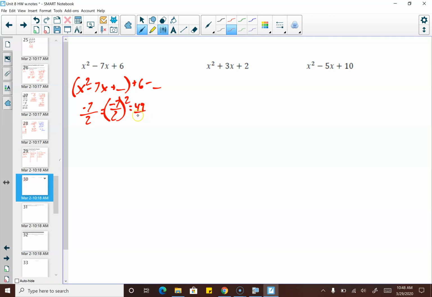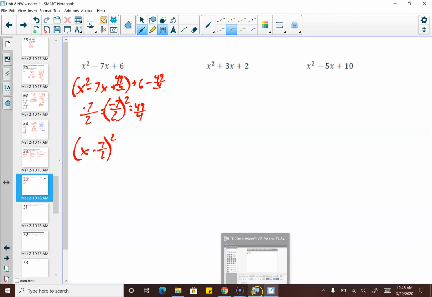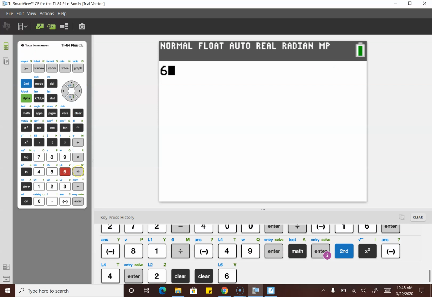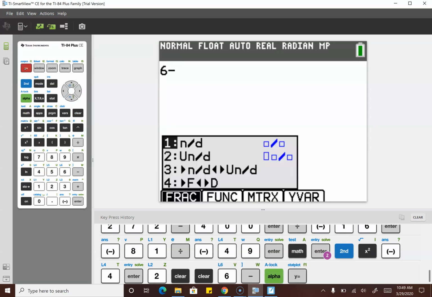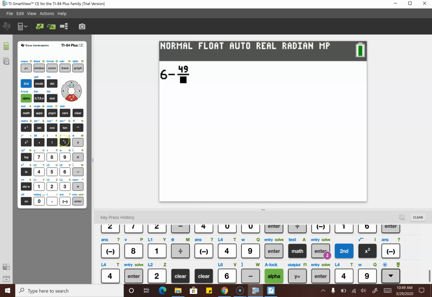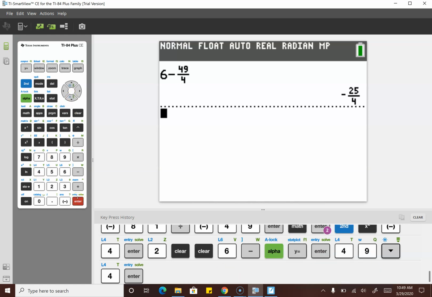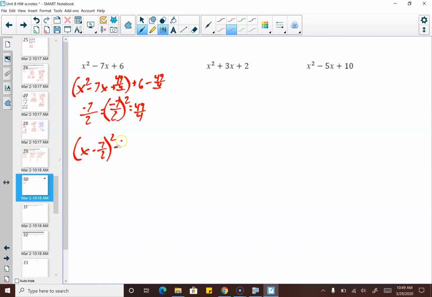So I get negative 7 over 2. When I square it, I get 49 over 4. So that doesn't affect my inside parenthesis because I already know what the answer is going to be based on what I got when I divided by 2. So I know I'm going to have x minus 7 over 2. Now for the last piece, I'm going to want my calculator for that part. So we're going to be 6 minus 49 over 4. And that's going to give us negative 25 over 4.